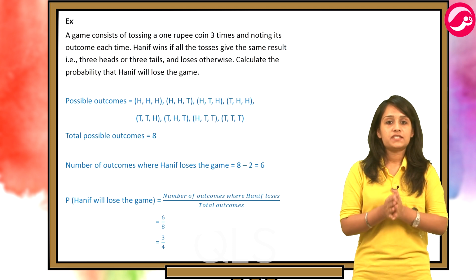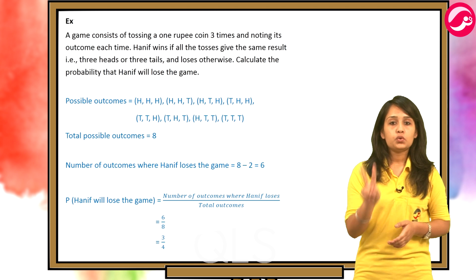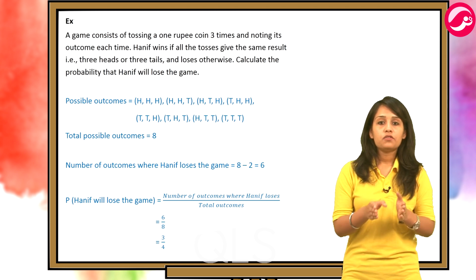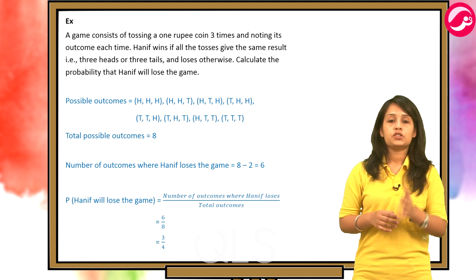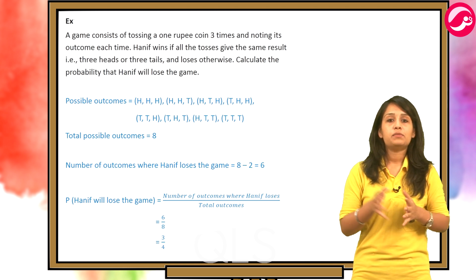So total number of sets हुए 6 plus 2, that is 8. And out of these 8, 2 sets give favorable results for Hanif to win. So the number of games in which he will lose are 8 minus 2, that is 6. So probability that Hanif will lose is 6 by 8, that is 3 by 4.